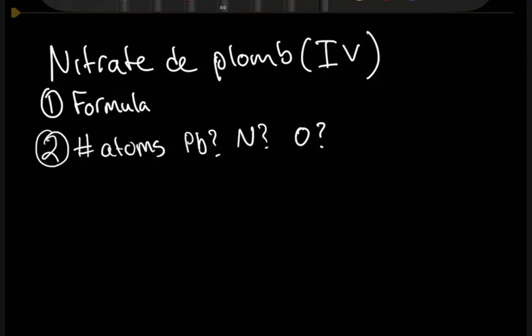Pb4NO3. Try that again. So this is what you have, right? Pb4NO3. So you're saying that there has to be four lead, and there has to be one NO3. Yeah, there's something wrong here. Try it again. I'll let you do it again.